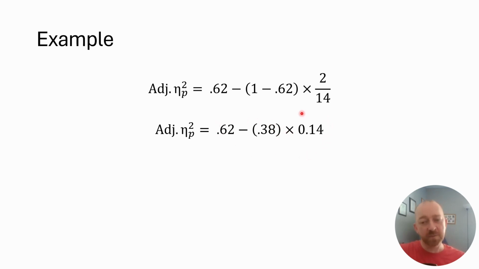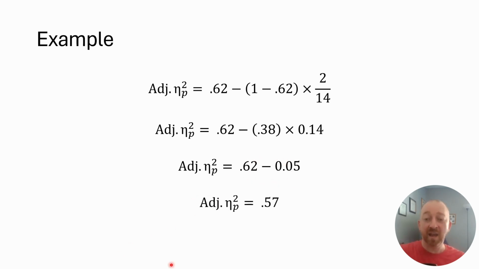Now, at this point, some people can make some mistakes here. Obviously, we do not subtract 0.38 from 0.62 first. The order of operations dictates that we multiply first before subtraction. So, 0.14 times 0.38 rounded is 0.05. Now we can take 0.05 from 0.62 to find an adjusted partial eta squared of 0.57. So as you can see, it is smaller than 0.62. The adjusted version is smaller.